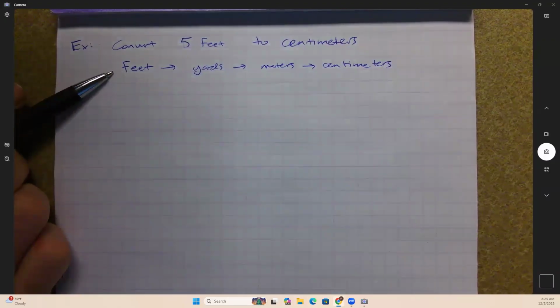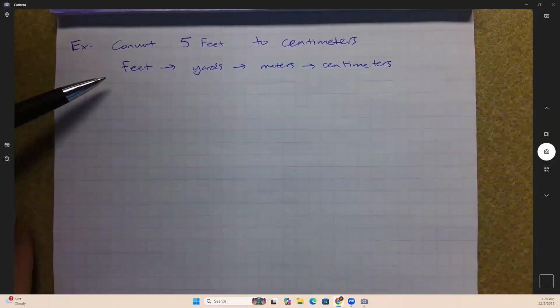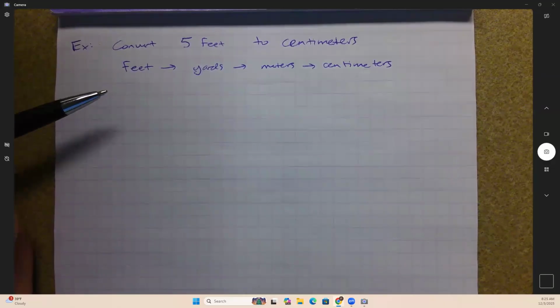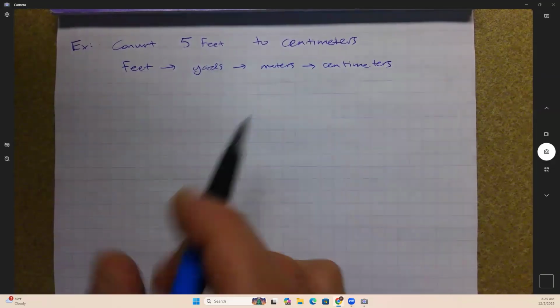Before you start worrying about what those conversions are, you just trace out your thought process. Feet to yards to meters to centimeters. I could go feet to miles to kilometers to meters to centimeters if I wanted. Right? Lots of paths to get me there. Definitely inches to centimeters is the easiest one, but this will work too.